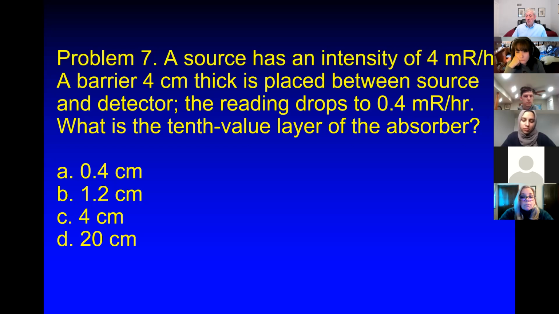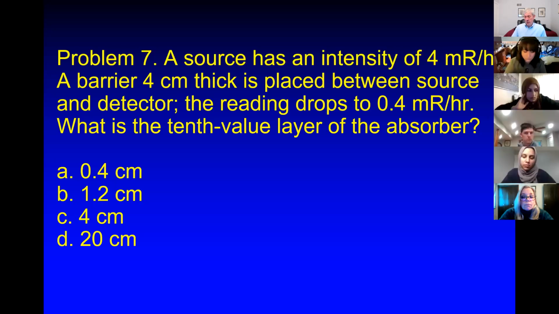Who's got it? All right. The reading dropped from 4 to 0.4. What factor is that? It dropped by a factor of 10. So if it dropped by a factor of 10, how many TVLs would 4 centimeters have to be? One. If it dropped from 4 to 0.4, by definition, that is 1 TVL. It dropped by a factor of 10. But how thick is it? 4 centimeters. So 4 centimeters is the correct answer. The TVL is 4 centimeters.